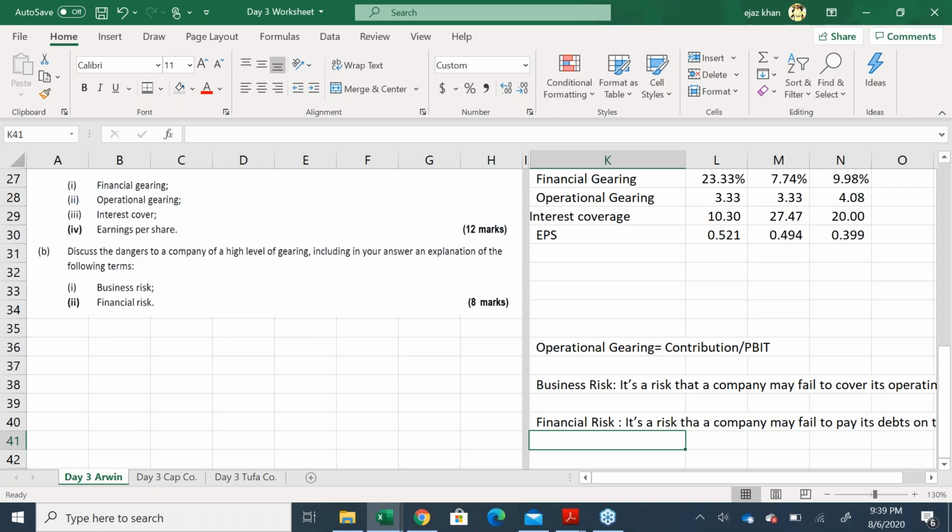Like airlines, most of the costs of airlines are fixed. They have ground staff, they have air staff, they have the maintenance cost of the airplanes. They have to pay rent to the aviation authorities. So a lot of fixed costs they had. So that industry was highly affected.